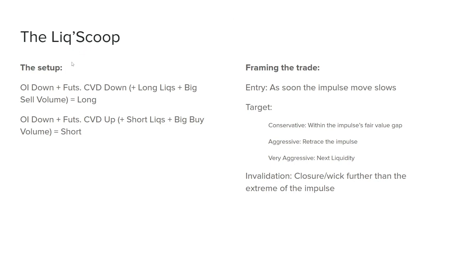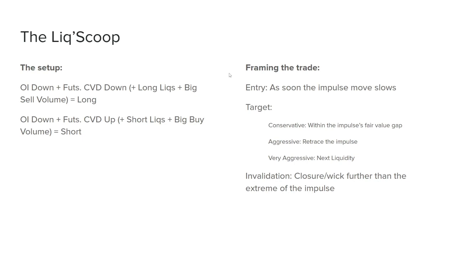Alright, so for actually entering on the lick scoop, as opposed to just a general entry sequence like we have with the other setups, I've split these up into a long example and a short example. So in the long example, to enter on the lick scoop, we are looking for an OI flush or OI down. Then we are looking for futures CVD to spike up in conjunction with long liquidations and a lot of sell volume. Once again, that is our entry trigger to go long. OI down with FUTS CVD spiking up in conjunction with short liquidations and big buy volume is going to be our trigger to short.